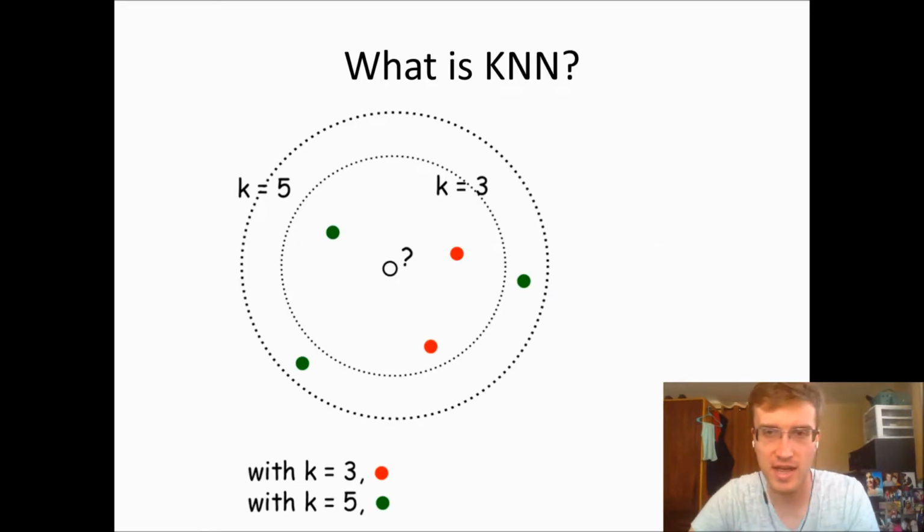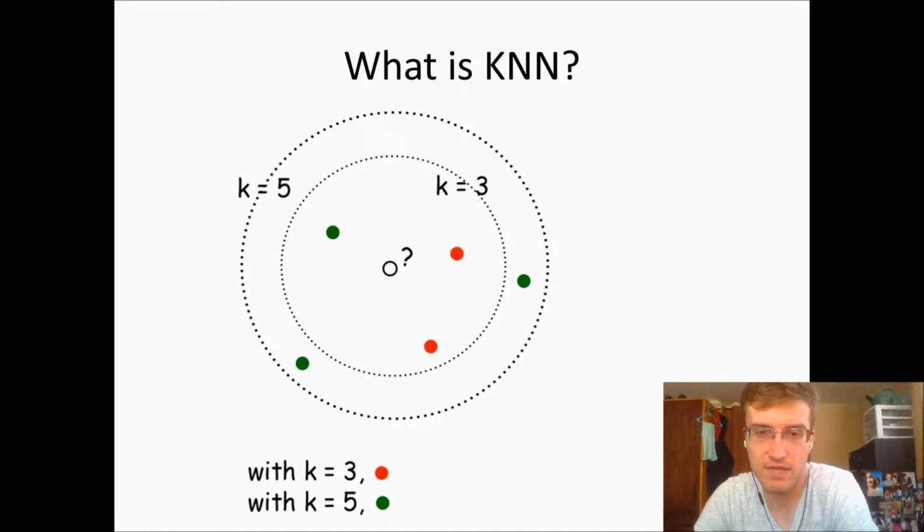All right, so what is KNN? KNN stands for K nearest neighbors. Basically, it's kind of the simplest classification method under the sun you could imagine. This little O in the middle is the point. This is an example image that we're trying to classify.